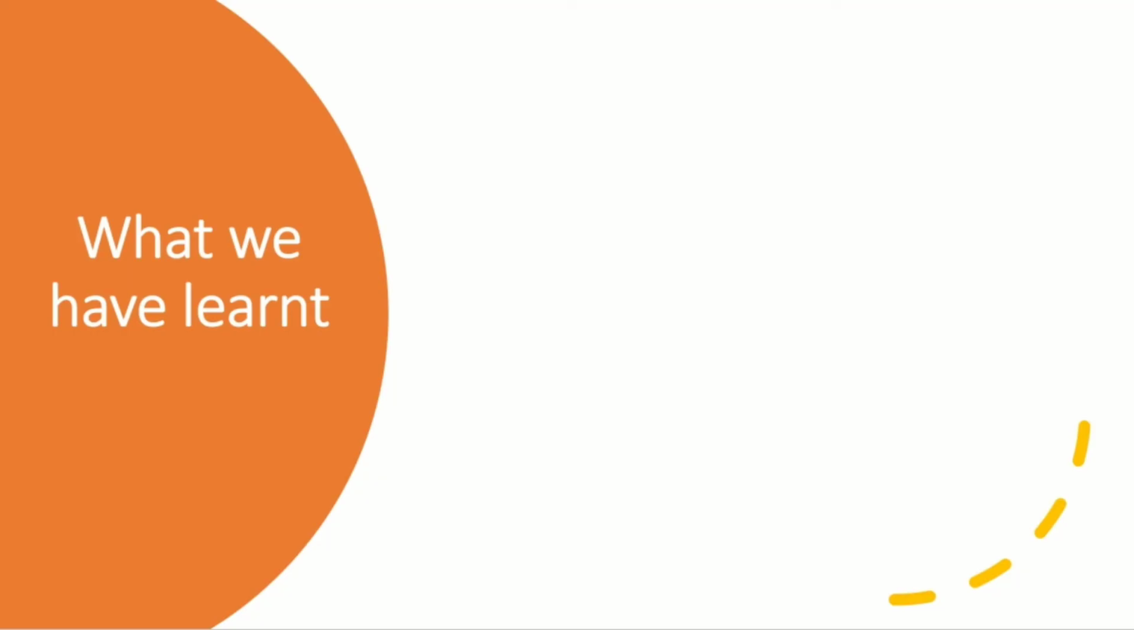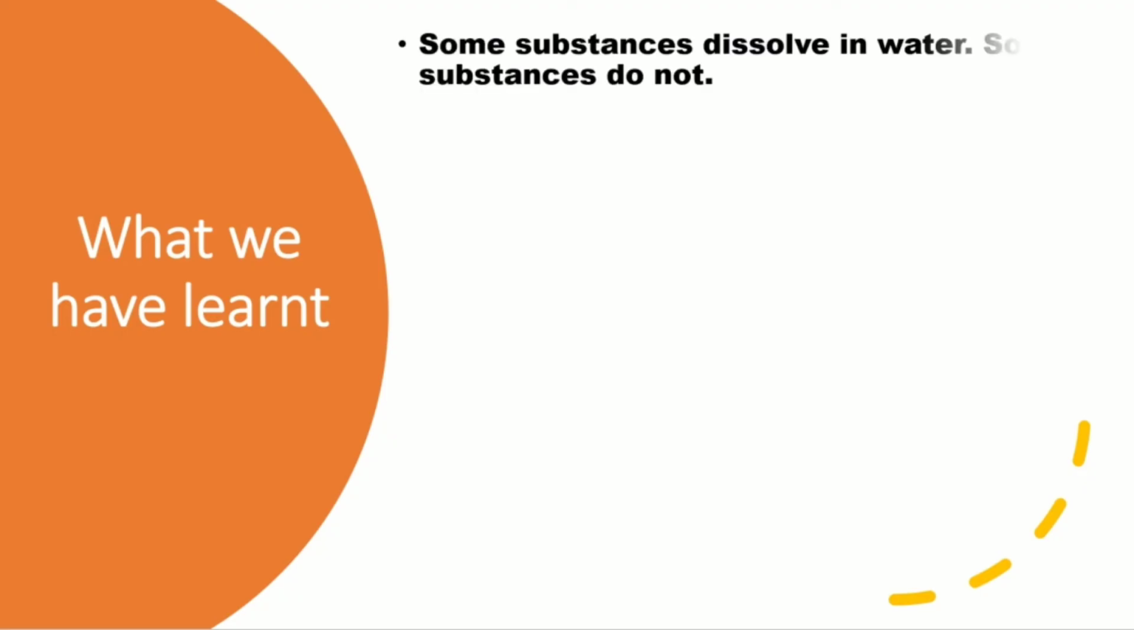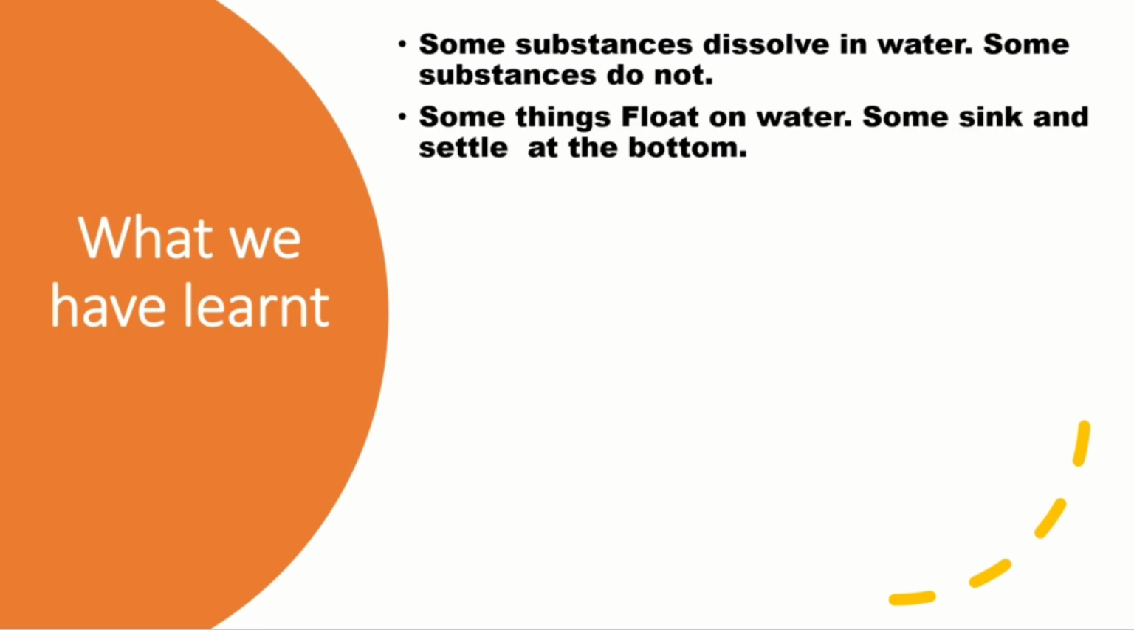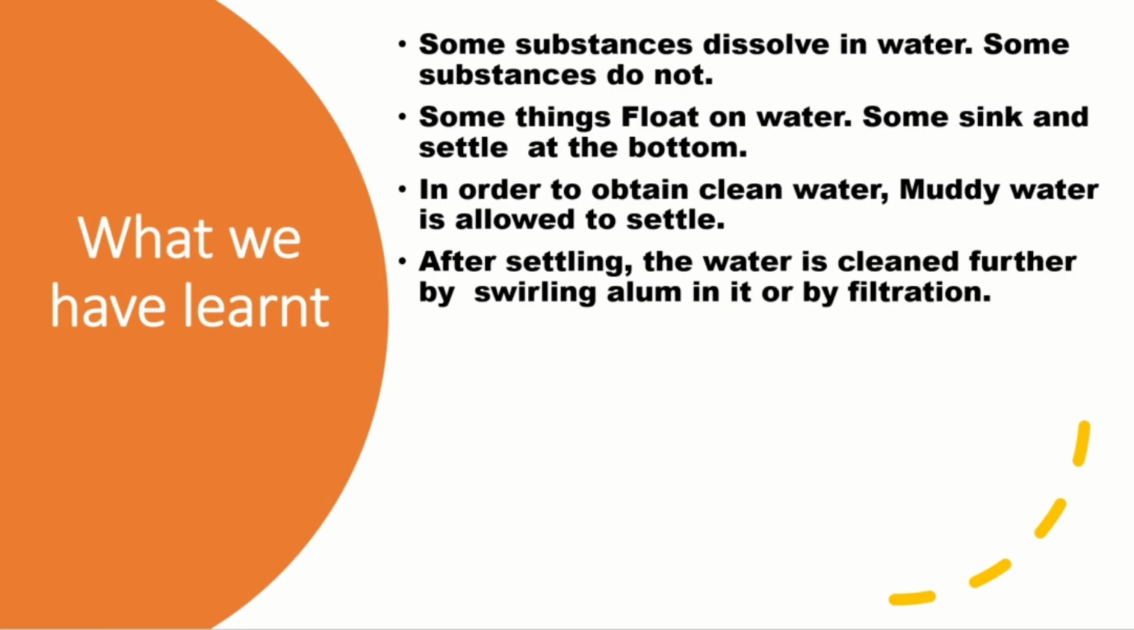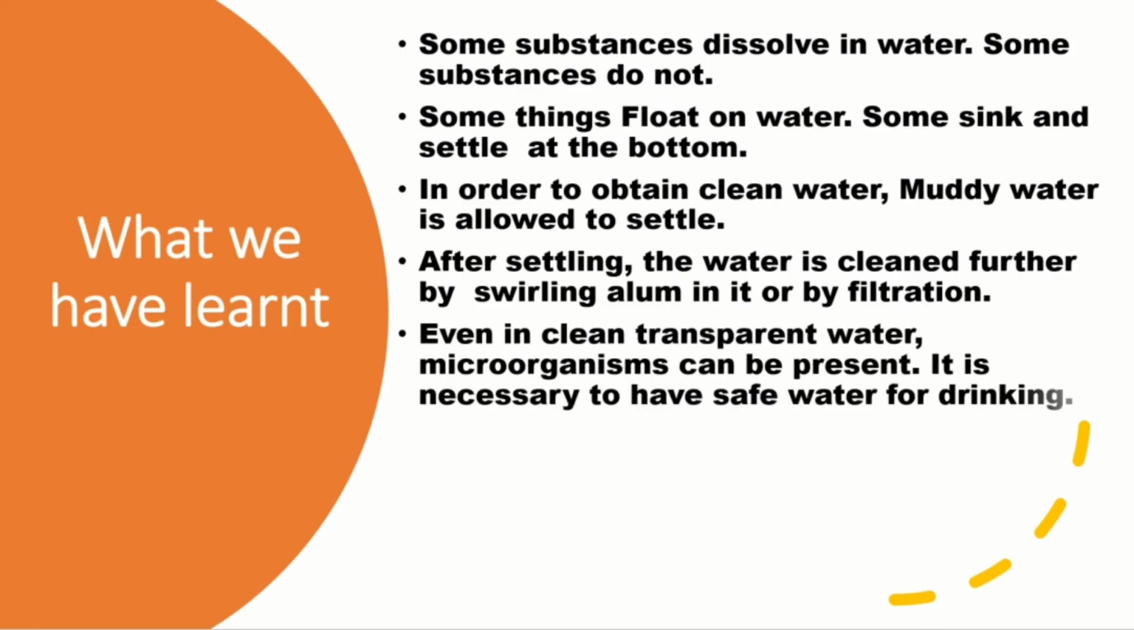So children, what we have learned from this lesson, let us see some important points. Some substances dissolve in water, some substances do not. Some things float on water, some sink and settle at the bottom. In order to obtain clean water, muddy water is allowed to settle. After settling, the water is cleaned further by swirling alum in it or by filtration.